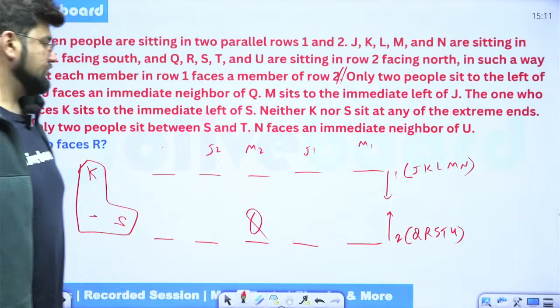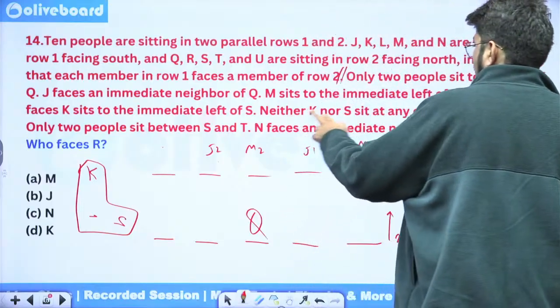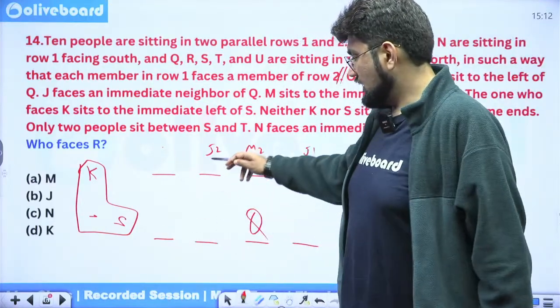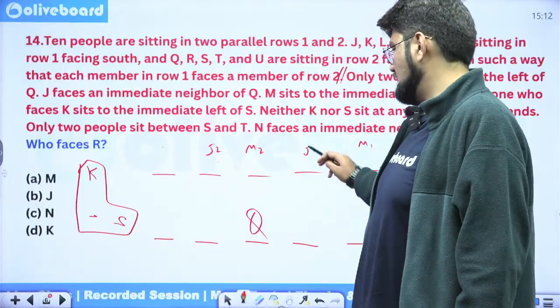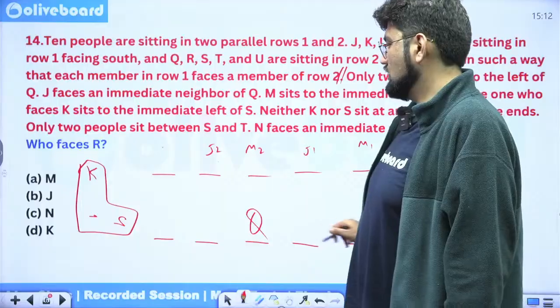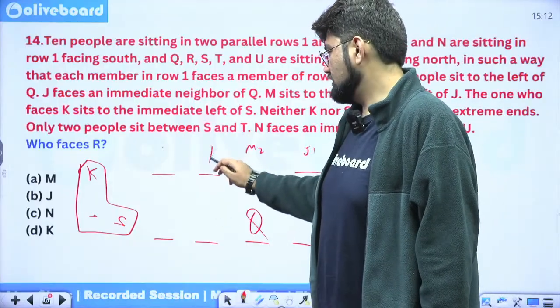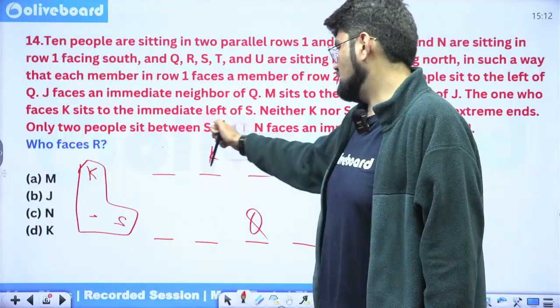Not a problem. But the next line says, neither K nor S sit at the extreme end. So it cannot sit here. It cannot sit here because Q is sitting here. It can sit here. It cannot sit here because S will be at the corner. So this is the only place it can sit. So this has to be K. This is the blank person. Sorry, not here, here.